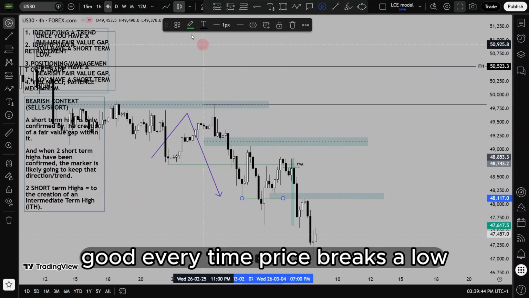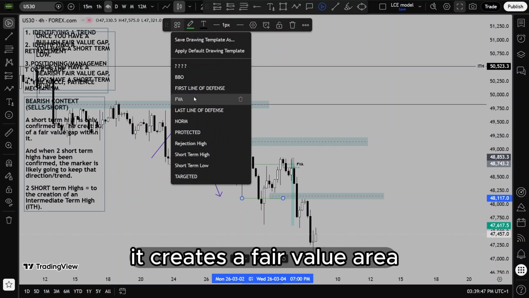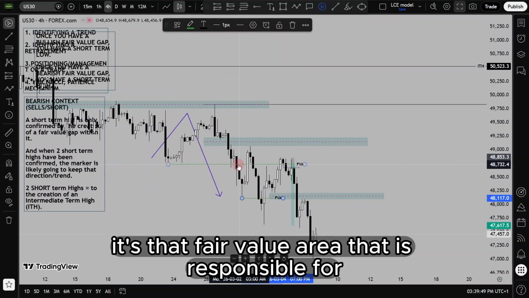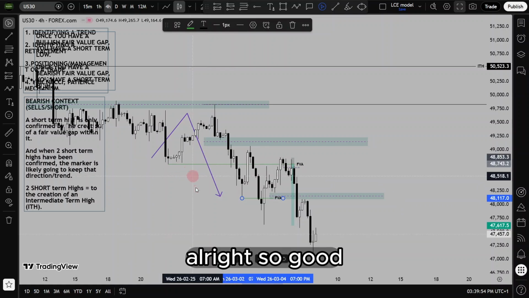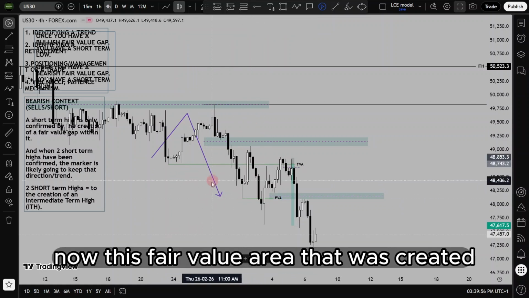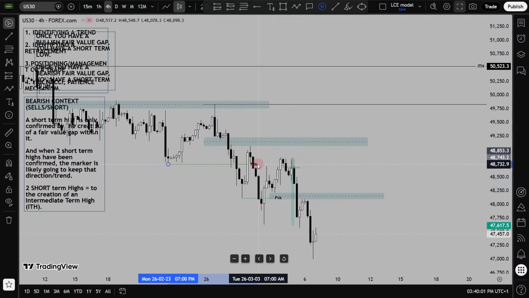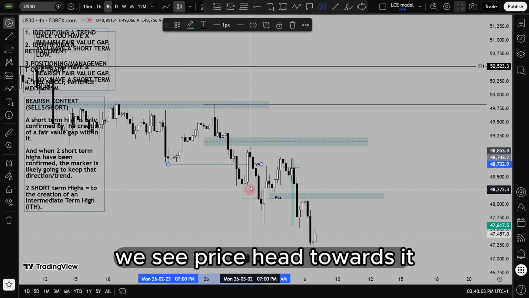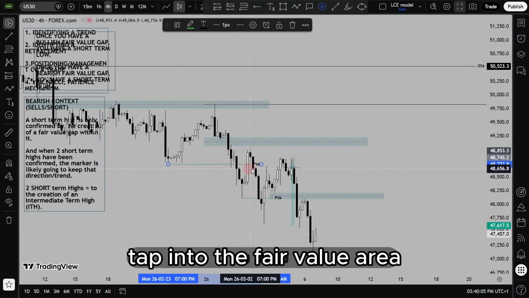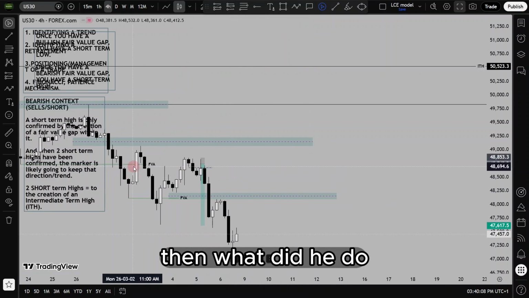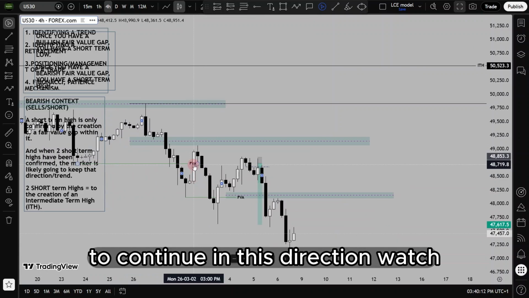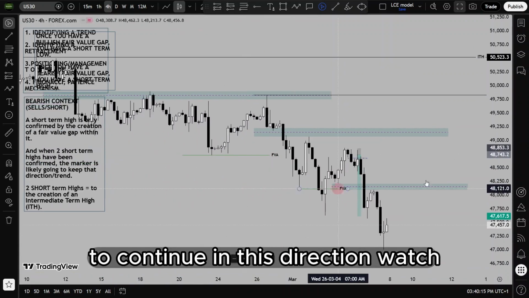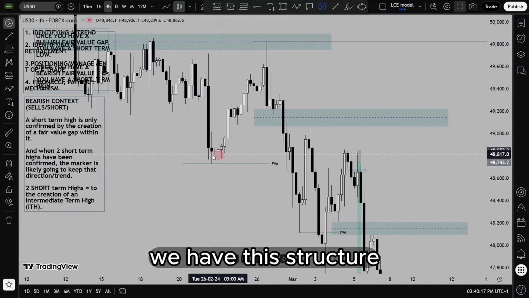Good. Every time price breaks a low, it creates a fair value area. It is that fair value area that is responsible for price to continue in your direction sometimes. All right. So good. Now, this fair value area that has been created, we see price head towards it and tap into the fair value area. Then what did it do? It created more fair value gaps downwards to continue in its direction. Watch. We have this structure.